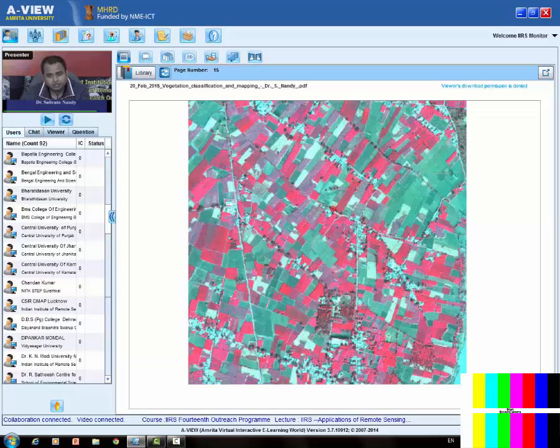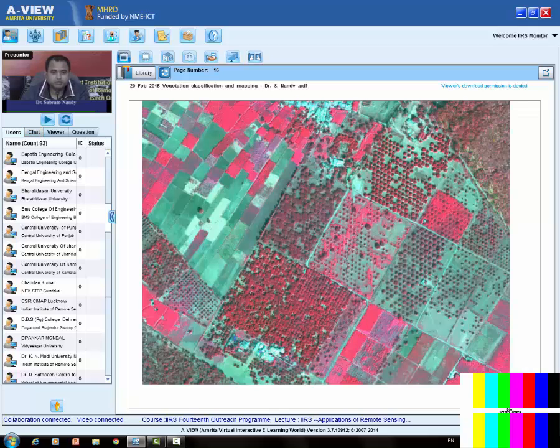So it has a definite shape and size also, because I know the resolution, and from the shape, size, and pattern you can identify this is a man-made thing. And this is also clear, like these are with crops, crop fields, and these are without crops.